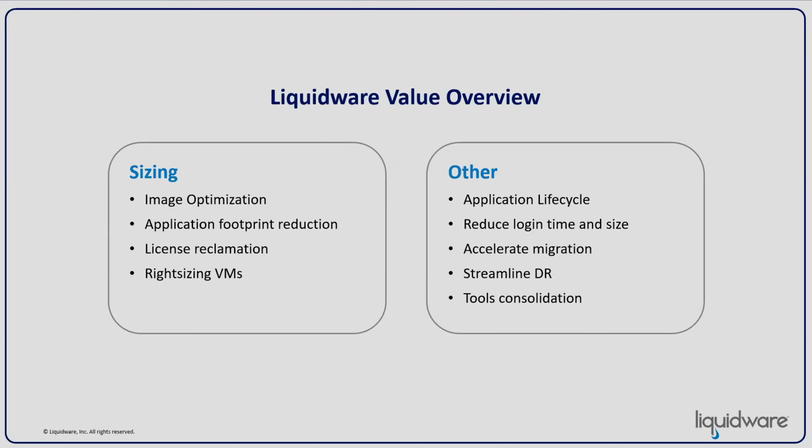We're going to get started with the right-sizing of VMs, because that's so important, not just from a cost perspective, but also a performance perspective. If they're under spec, it can affect productivity, and if they're over spec, then there are the costs. Other values we as Liquidware bring are about the application life cycle. Stratosphere in particular looks at reducing your login time and your size. As I mentioned, migrations, we can streamline DR, and then tool consolidation.